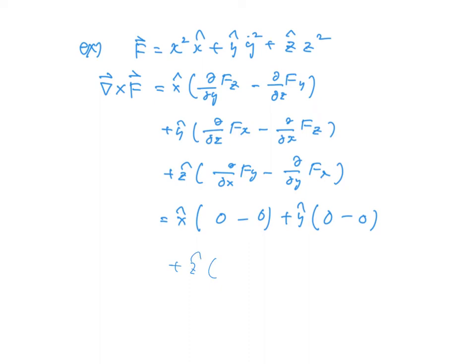Same goes for that. Fy is y squared. If we differentiate by x, you get 0. And fx is x squared. If we differentiate x squared by y, you still get 0. This is a 0. This is one example. The important thing is you get familiar with the vector operations. So maybe you can do one more example.